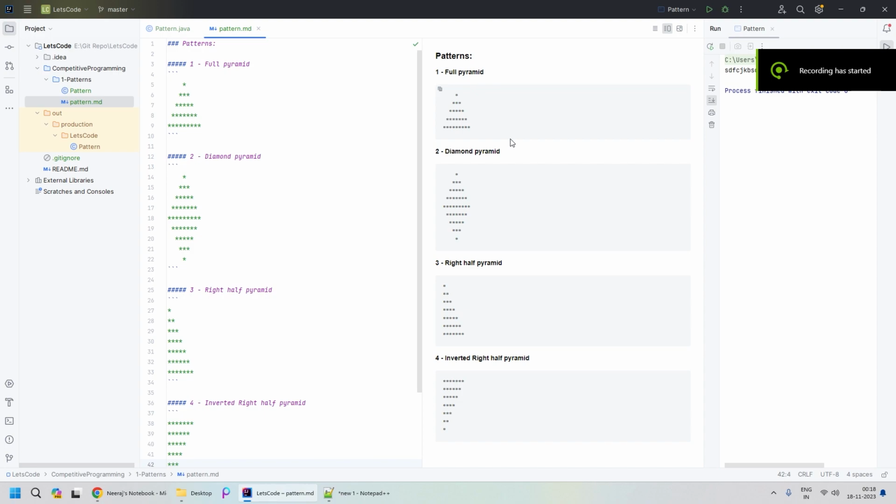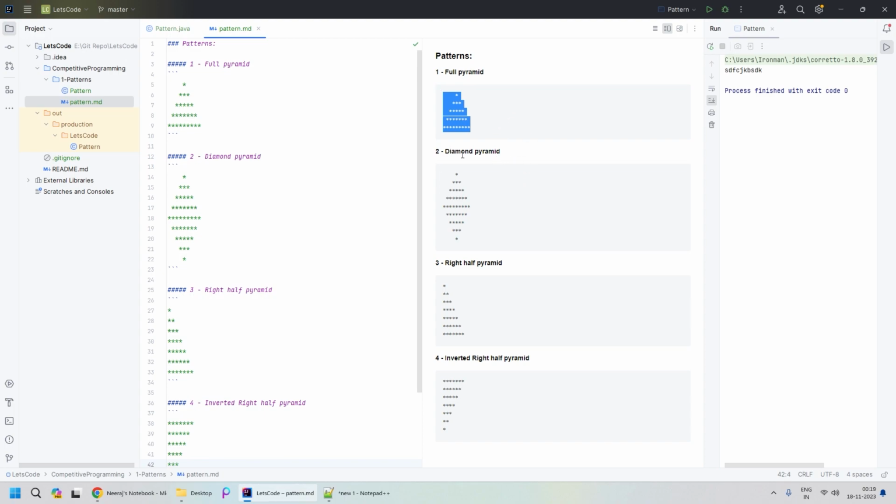So today we are discussing the very famous problem, printing a pattern. You might get a question in such a way that, write a program to print a pattern. Now, a pattern can be in many forms. As you can see, it can be a full pyramid, a diamond pyramid, right half pyramid, inverted pyramid. It can be in many other forms as well. So today we'll discuss a common approach on how to solve these types of pattern problems, right?